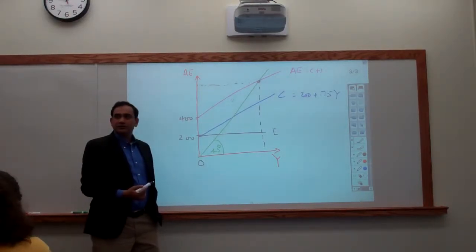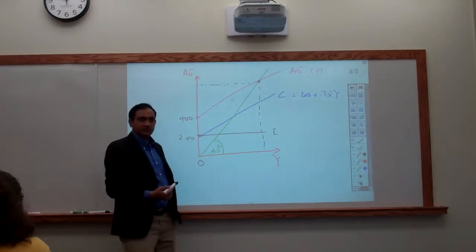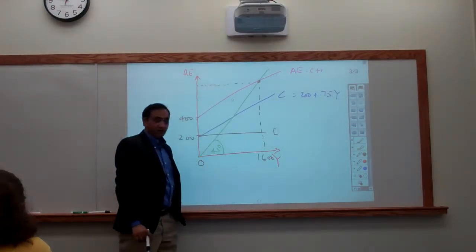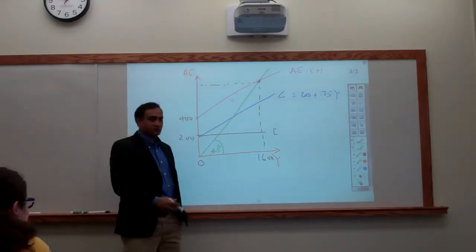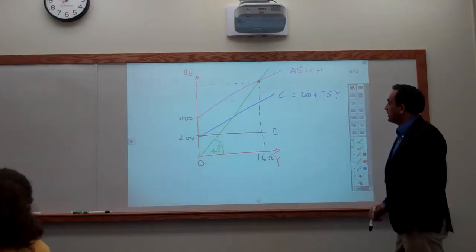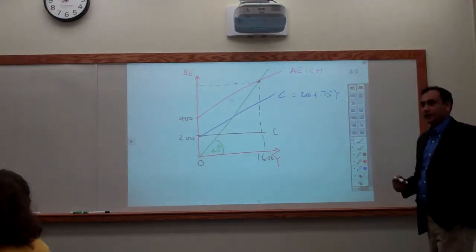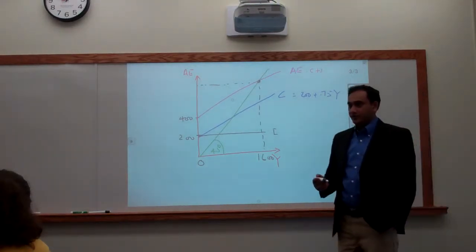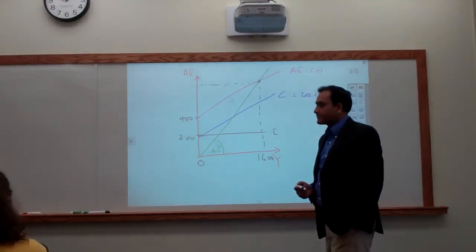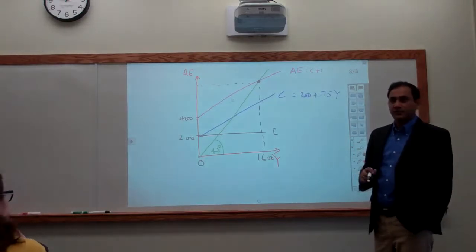Was it like 1,500 or 1,600 or something? 1,600, right? So $1,600. So that's your graphical approach, where you're looking at equality between aggregate output and planned aggregate expenditure, giving you the equilibrium in the goods market. Is that fine with everybody so far?